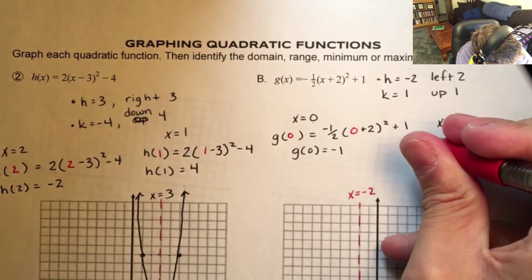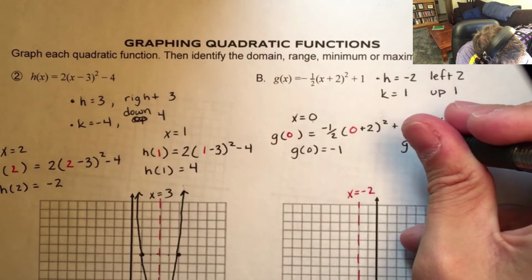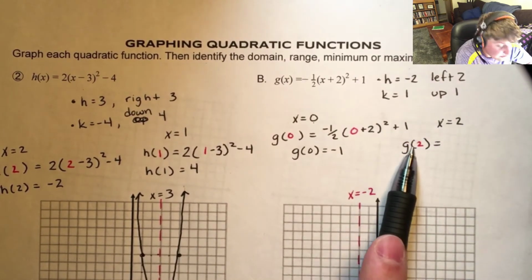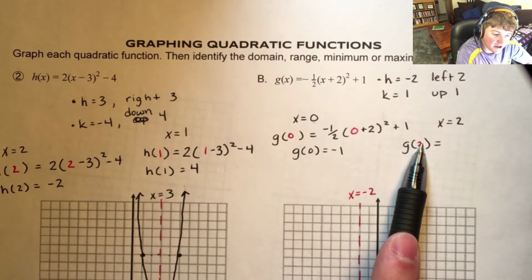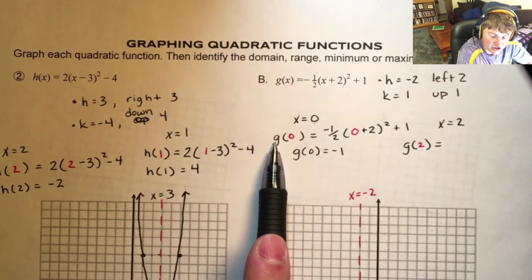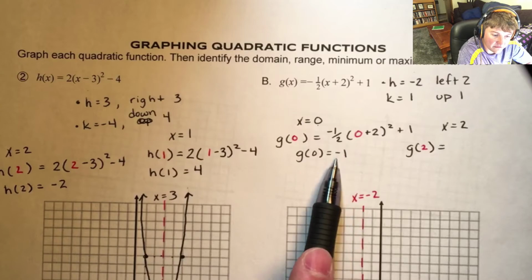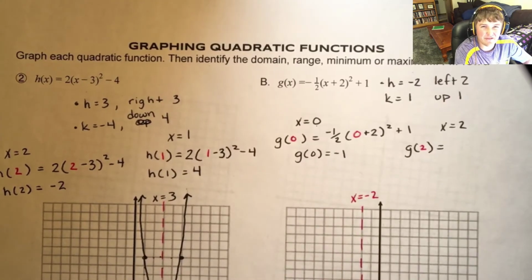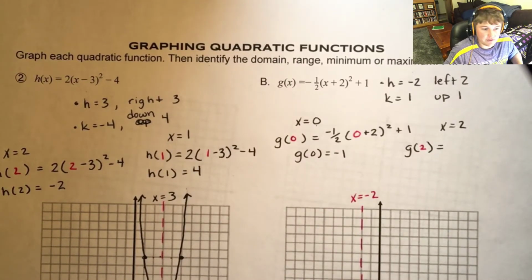And I guess I haven't talked about this. It might be good now to talk about this. G of 2 just means the function g when x is 2. This is the function g when x is 0, and the value of that is -1. It's just kind of a fancy way of saying y value.